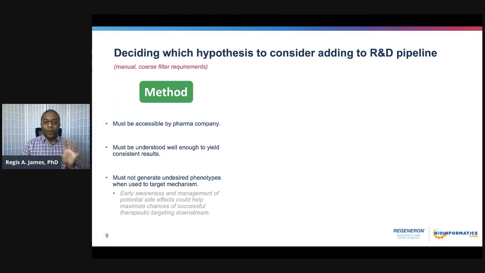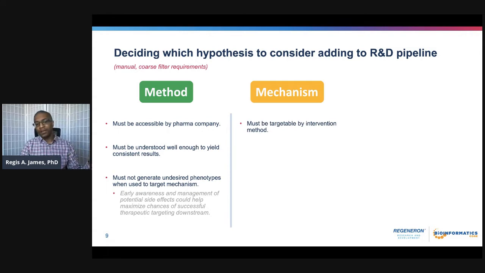But early awareness of potential undesired phenotypes, either in a model organism that you use to study the disease in-house or in the patients when treated in clinical trials, is important because it can also help to identify therapeutic hypotheses that can be eliminated as early as possible from consideration.